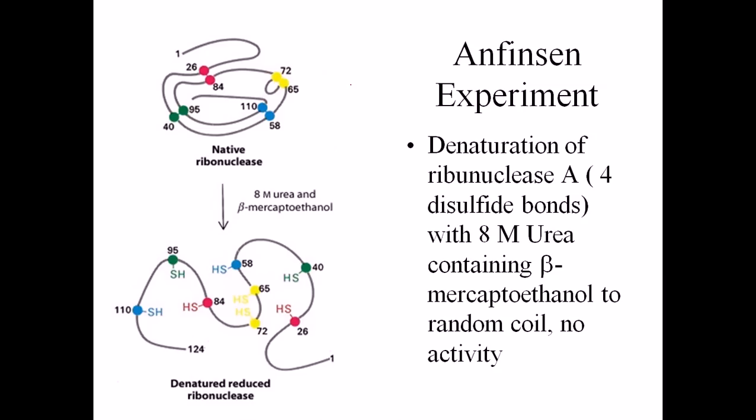Now, Anfinsen is the pioneer who started to think about protein folding in different ways, and he conducted this experiment. He had a native protein. He took ribonuclease as the starting point for protein folding. So we have a native ribonuclease, and what he did in this case was add 8 molar urea along with beta-mercaptoethanol. These are the disrupting agents.